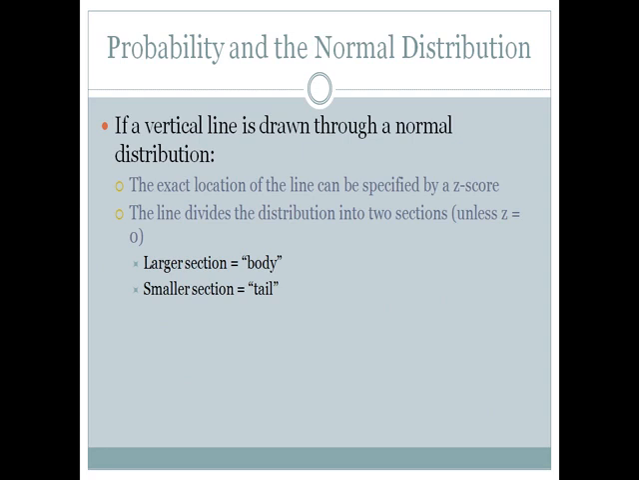A note here: if we draw a vertical line anywhere in the normal distribution, that line can be represented by a z-score. The larger section that is carved out will be called the body of the distribution. The smaller section will be called the tail of a distribution. Let's go through an example of that.